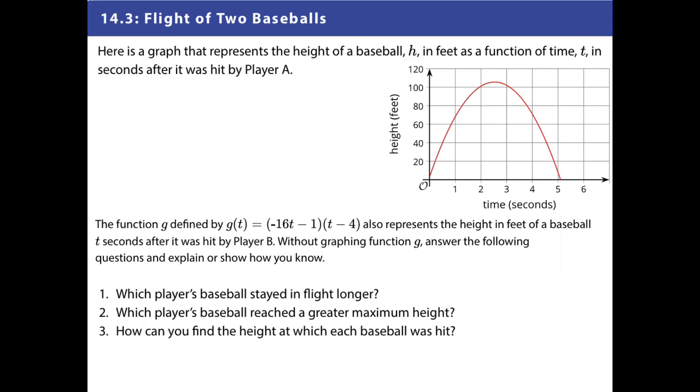Number 3, how can you find the height at which each baseball was hit? For player A, we can look at the y-intercept of the graph, and for player B, we can find the height when t equals 0. So you would plug in 0 for t and solve it, which gives you 4. So it was hit at 4 feet.